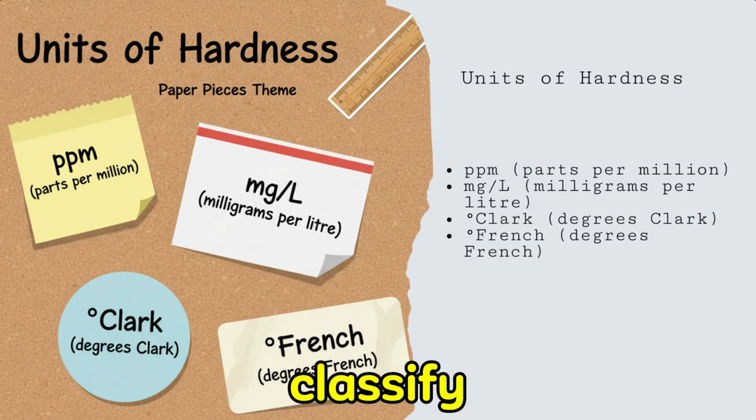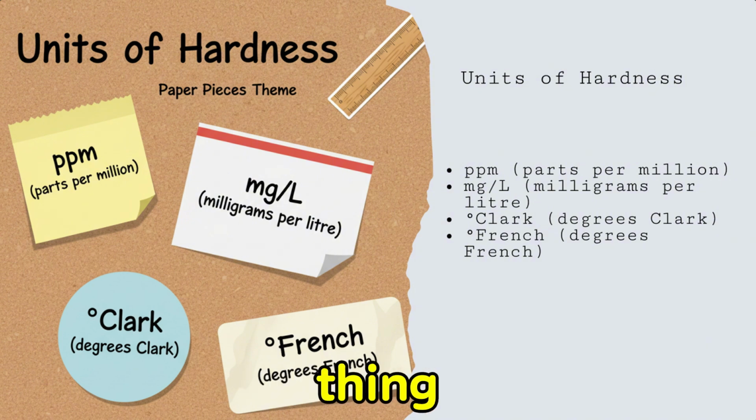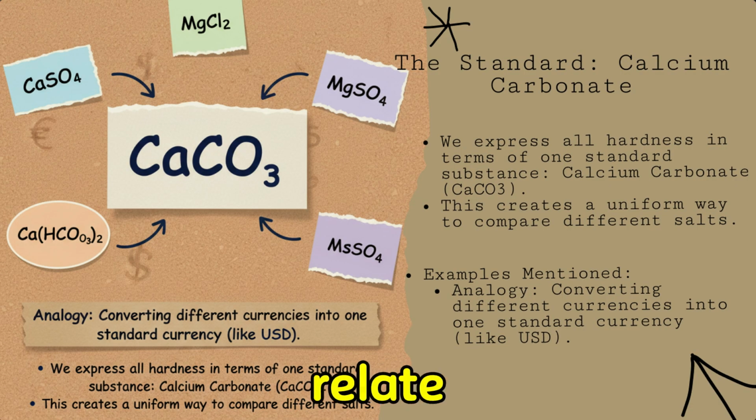Okay. So we can classify hardness, but how do we measure it? Let's talk about the units. There are 4 common units for measuring hardness. This looks complicated, but it's not. Think of it like measuring your height. You can measure it in feet, inches, or centimeters. They are different units, but they all measure the same thing. In water chemistry, we do the same. We measure hardness using different scales, but they all relate back to one standard substance, calcium carbonate, or CaCO3.